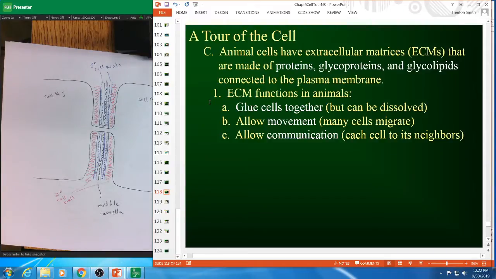So we want to be able to glue cells together. Also, some cells need to grab onto another cell so it can move. Throughout your development, you had cells that were formed in one part of your developing embryo that rely on the ability to migrate in different parts of the body and set up shop somewhere else. Those cells have become important parts of your body, but they were formed in a part of the embryo that was way far away from where they eventually end up. So that's cell migration, and it also allows cells to communicate together. So this is the extracellular matrix out there.